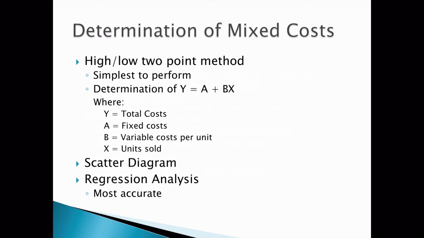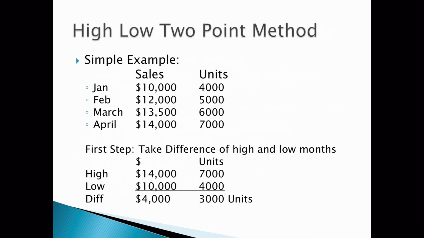Of course, regression analysis is going to be the most accurate, but I don't expect any of you all, when you leave here, to go into a restaurant or a hotel or some other type of hospitality operation and have the resources to do regression analysis. But if you remember how to do the high-low two-point method, all you need is a calculator and a pen and a piece of paper. You can get it done.